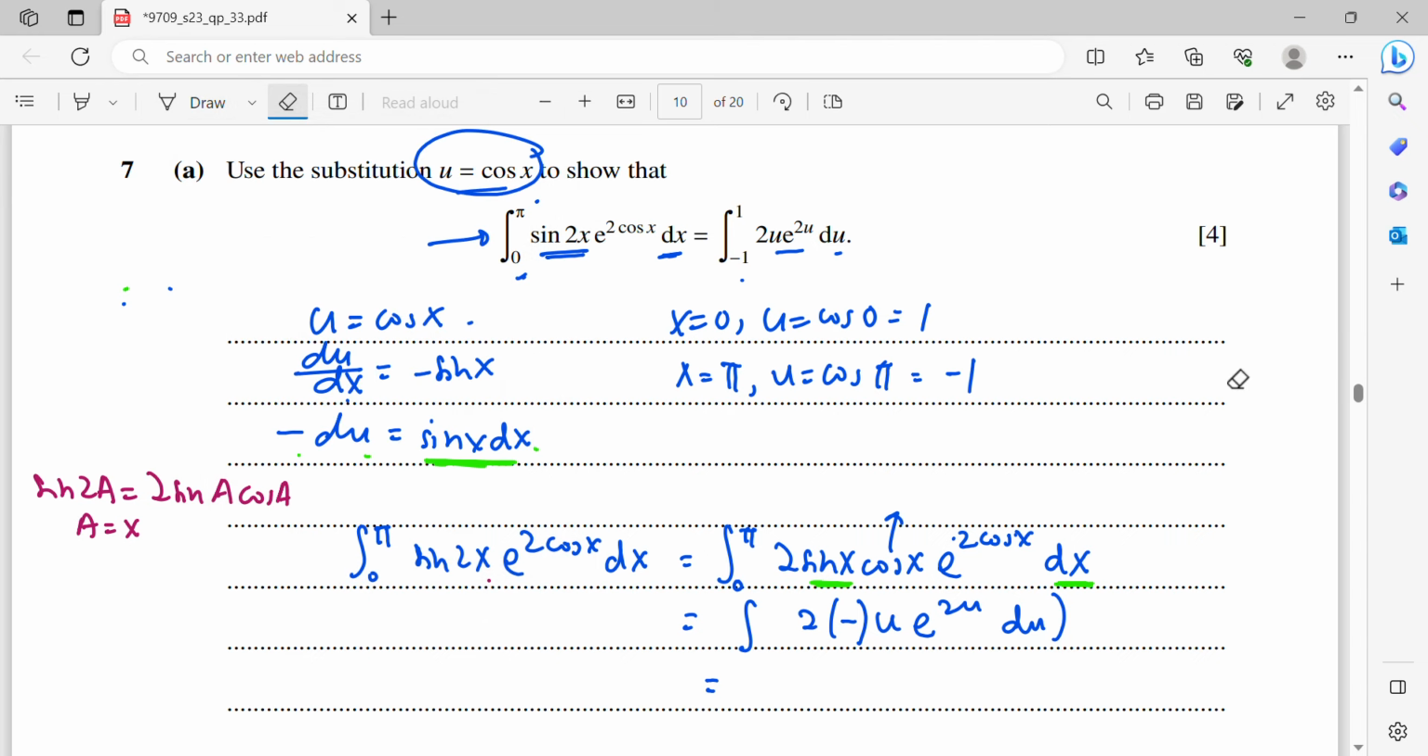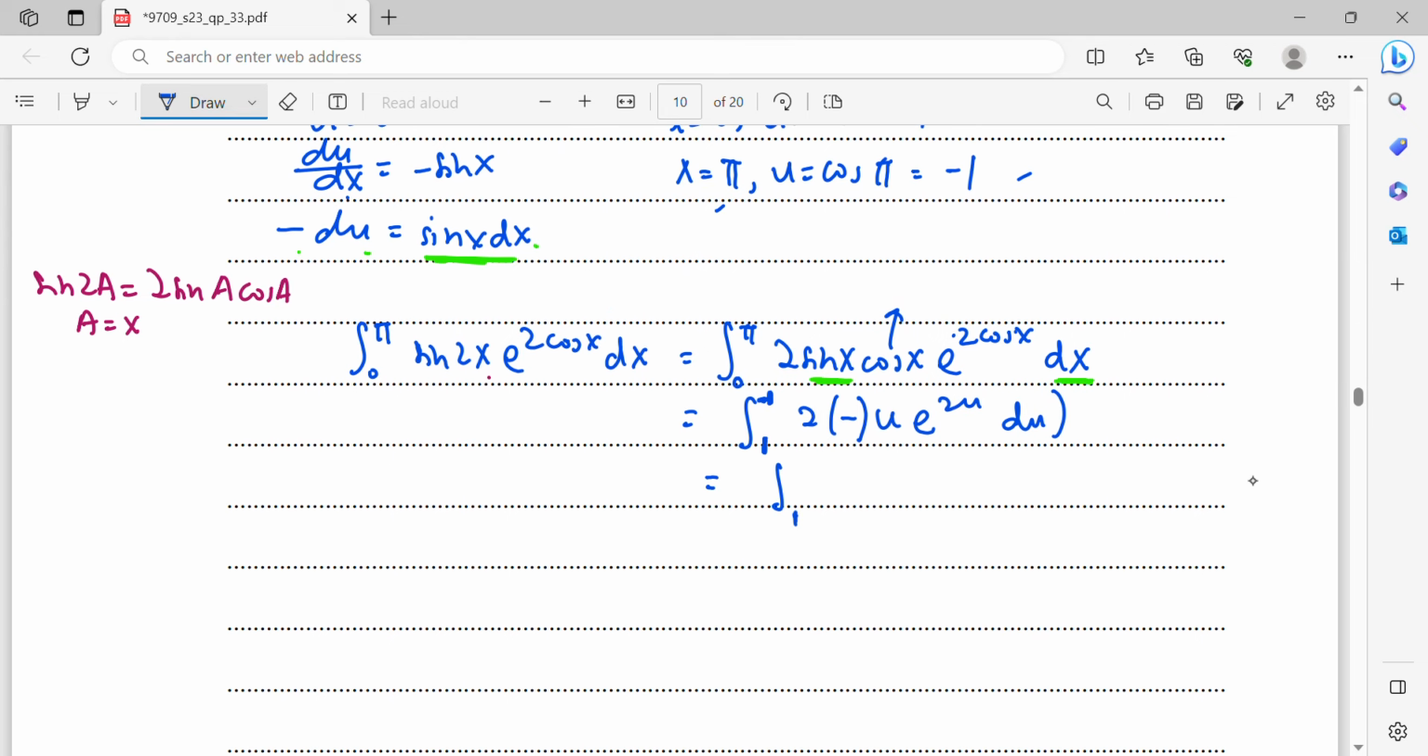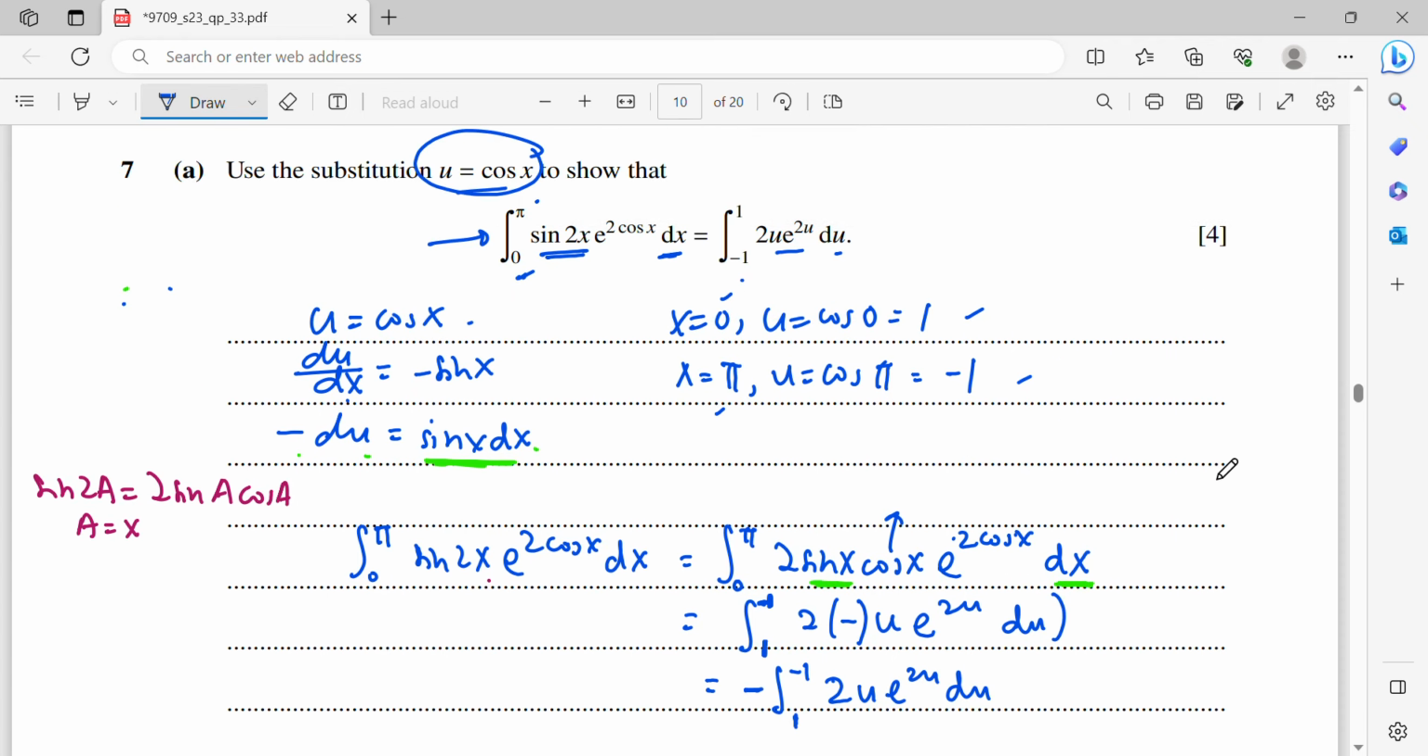So now, when your x is 0, the lower limit, the u is 1. So I will write 1 here. When the x is pi, the u is minus 1. So basically, I'm getting this now: integrate 1 to minus 1, negative 2u e to 2u du. But when you compare with the answer, I found the 2u e to 2u du, but then there is a negative, and I noticed that my upper limit is 1, lower limit is minus 1.